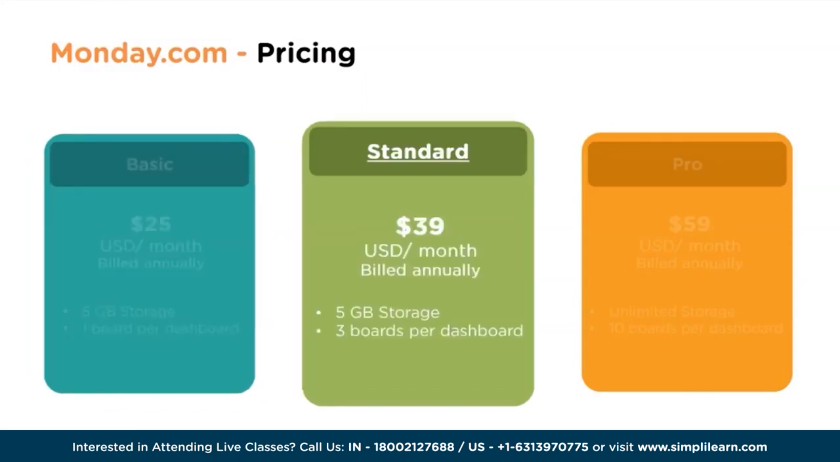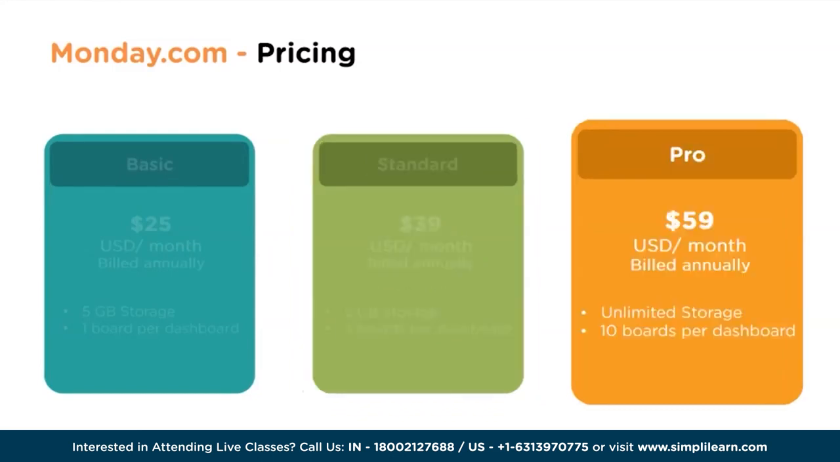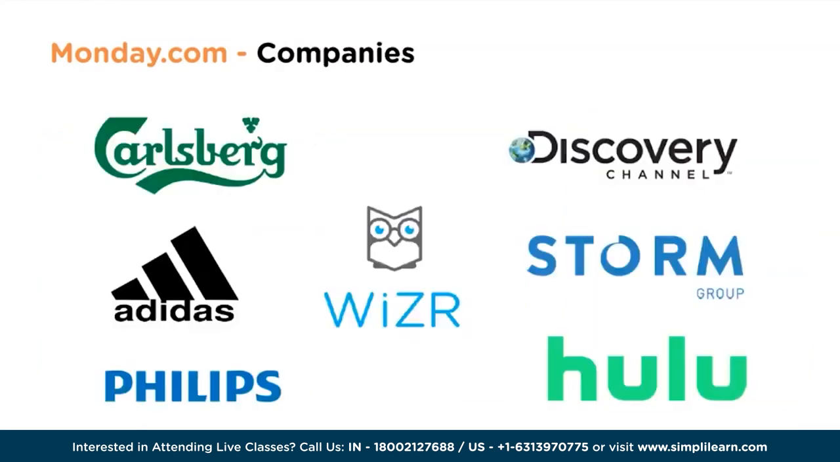The standard package includes 5 GB storage, 3 boards per dashboard, and it is $39 per month, which is billed annually. Professional includes unlimited storage, 10 boards per dashboard, and it costs $59 per month, and it is billed annually. Monday.com is used by the following customers, organizations of Monday.com, that is Carlsberg, Discovery Channel, Adidas, Philips, etc.